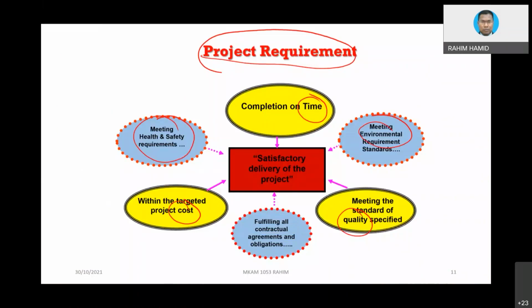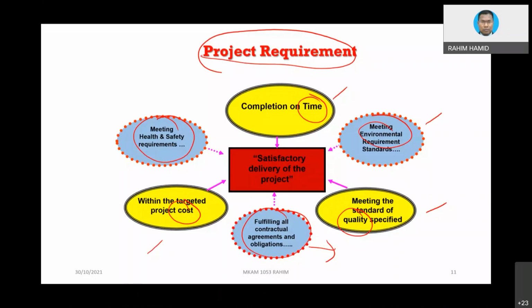And another thing which is basically missing from my previous slide is contractual obligation. When you complete a project within the time frame, meeting all kinds of environmental requirements, you do not want to destroy the environment with flash floods, dust and noise. Then quality is there, project cost is there, and you do not want, while building the tallest tower in Malaysia right now, Menara Warisan, 100 people to die.